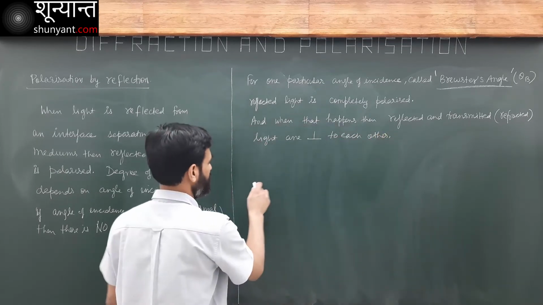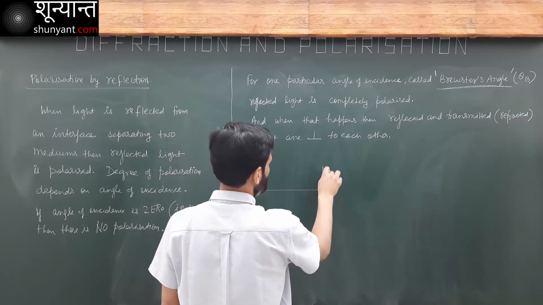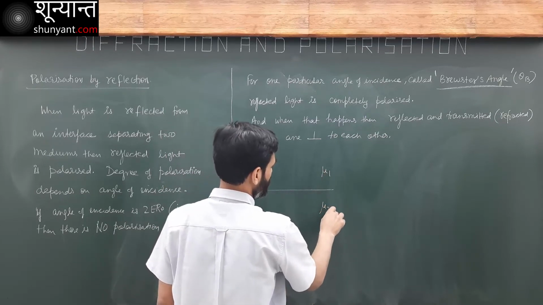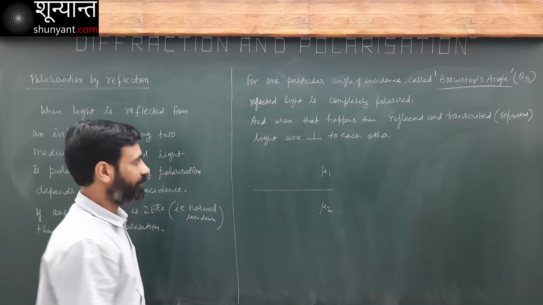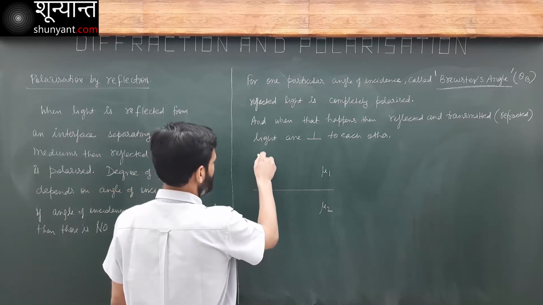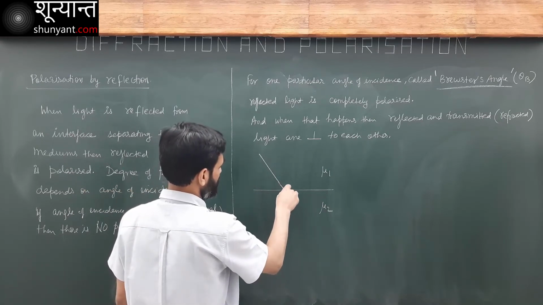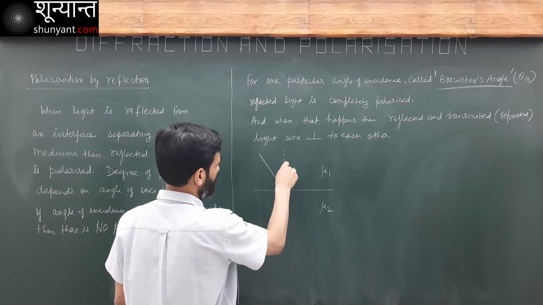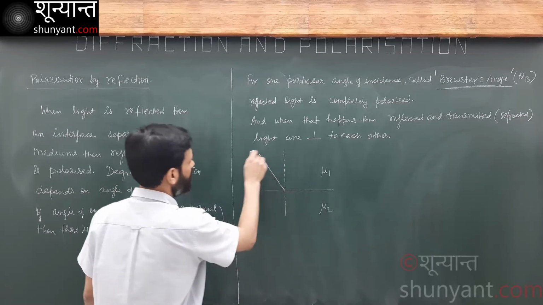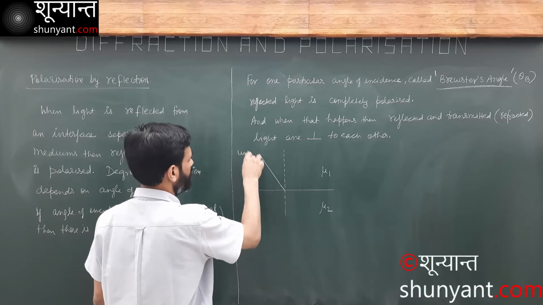Now it's like this. I have this medium mu1 and this medium mu2. Light is incident like this. Let's say this is the incidence of light. Now this light is unpolarized.